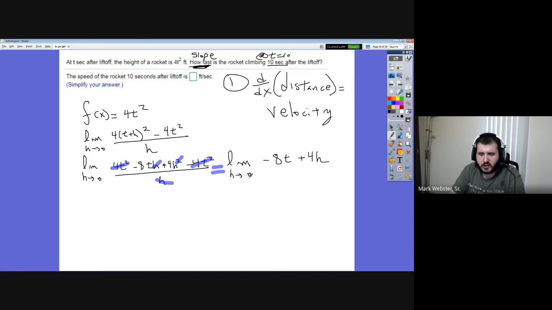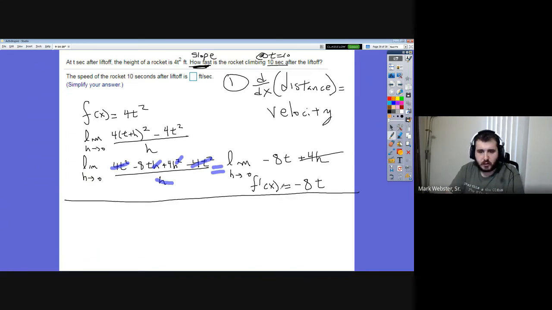Well, then if h is 0, this goes away, right? So we're left with our f prime of t equals negative 8t. And what we want to know is the speed at 10 seconds. So what are we going to say here? How would we say that? f prime of 10 is what? Well, let's do it.